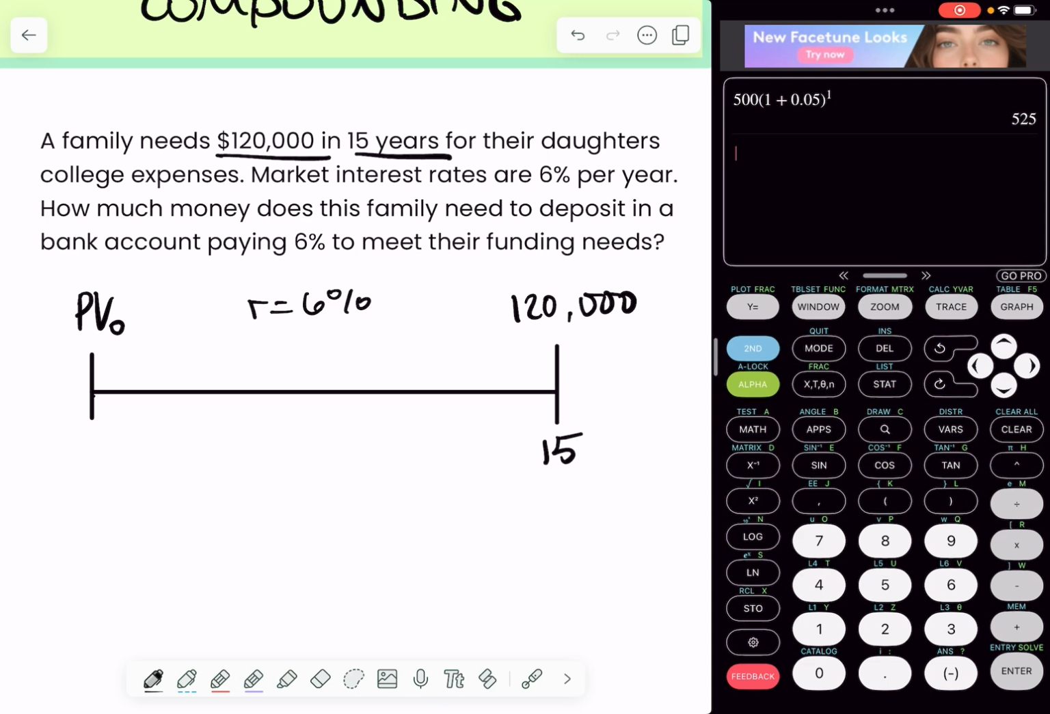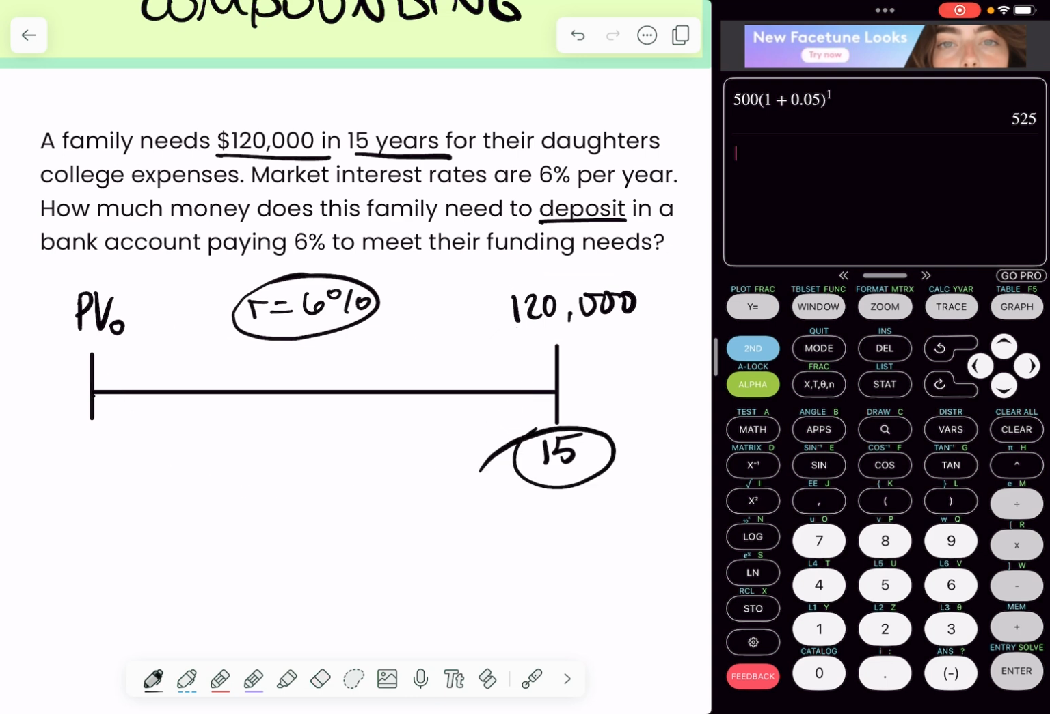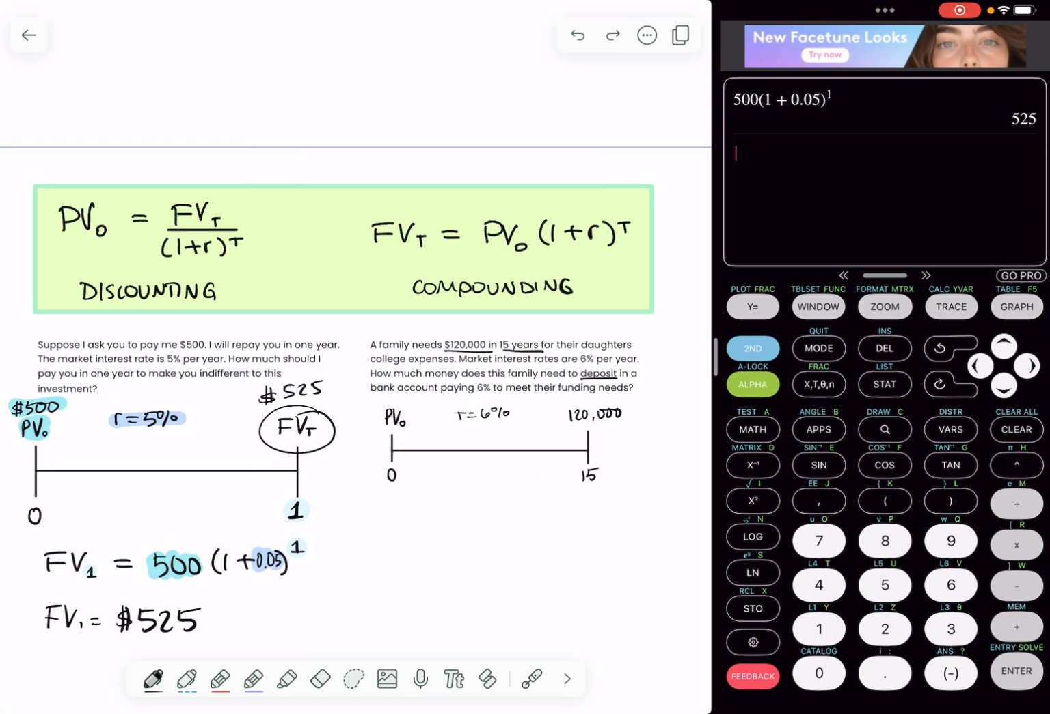How much money does this family need to deposit today? So we're trying to find the present value of this amount of money. Like, how much is that worth today? How much do I need to deposit today so that with this interest rate, it's going to become $120,000 in 15 years? So at time zero, we're trying to find the present value of money. So we're going to be using this formula. So we're trying to find this.